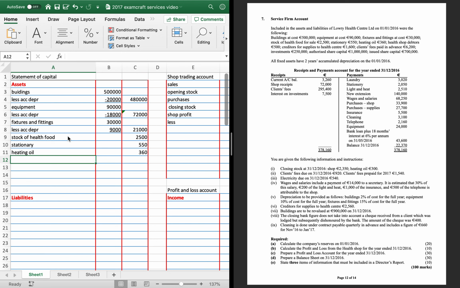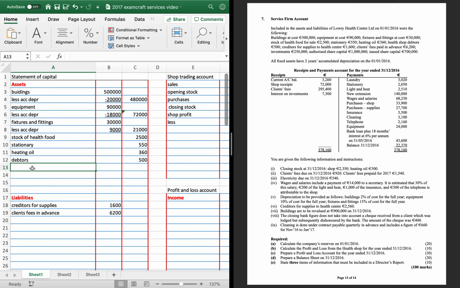Heating oil, 360 is an asset. Health shop debtors, well, debtors are assets. 500, that's new for us, so we'll see that in a bit. Creditors for supplies are liability. It's 1,600. Clients' fees in advance, so they've paid us in advance, so we owe them either the service or the money back. So it's a liability. 62.